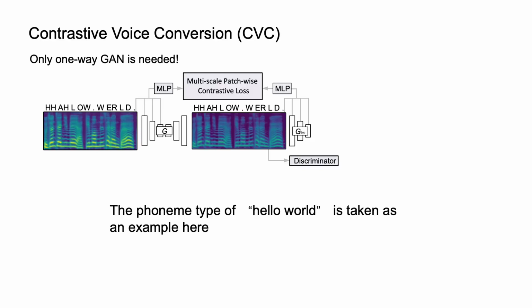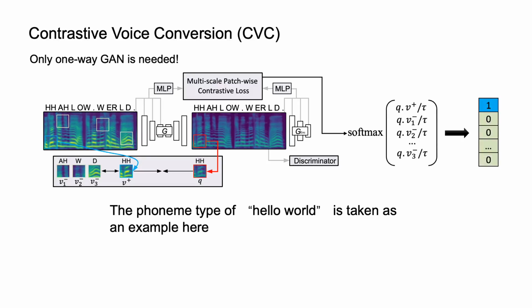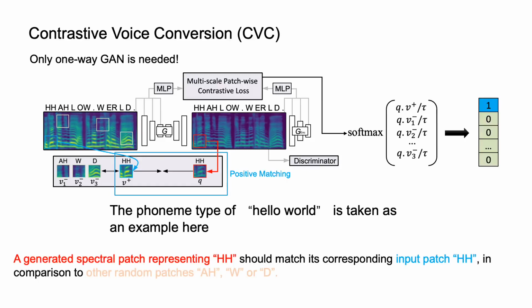Concretely, we sample some patches of the whole latent space, and some patches from the input and generated latent space would be positive matching. The others would be negative matching. Finally, the positive samples would be pushed together, and the negative samples would be pushed apart. In our example, a generated spectral patch representing double H should match its corresponding input patch double H, in comparison to other random patches AH, W, or D.